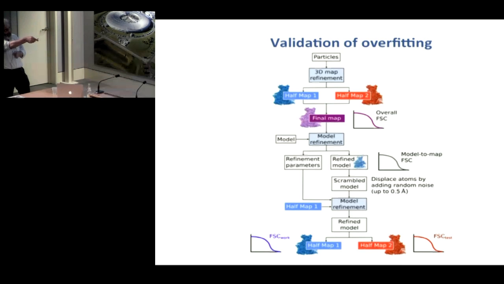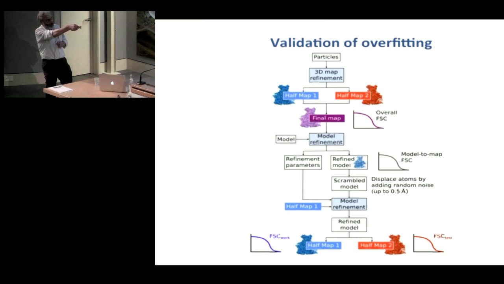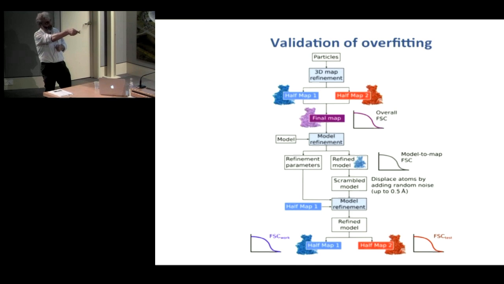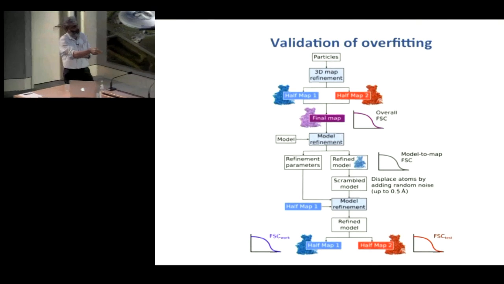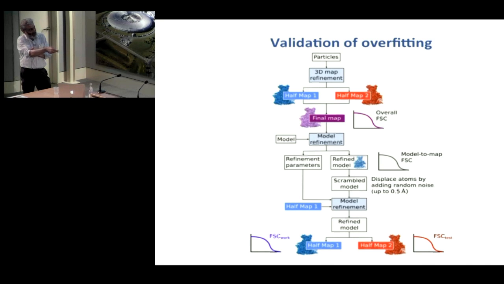Then you do model refinement: you build a model and refine it against the total map. And then when you have done all these things and your refinement parameters are already there, you take your model and shuffle it a little bit. At the moment, 0.5 angstrom seems to be sufficiently good. And then refine against one half map, and then you calculate the FSC against the map you have refined against, and the FSC against the map you haven't refined against.